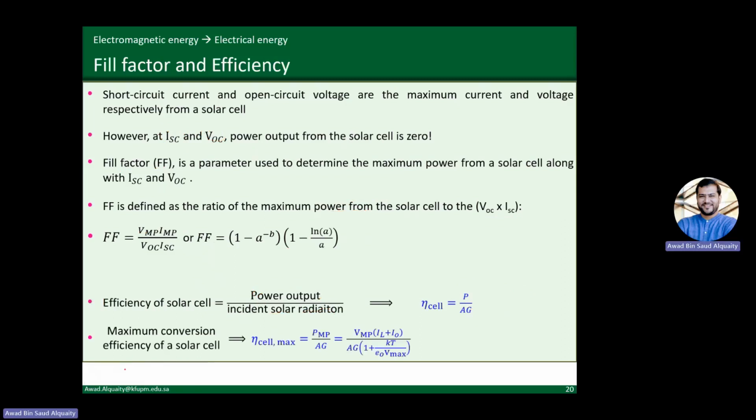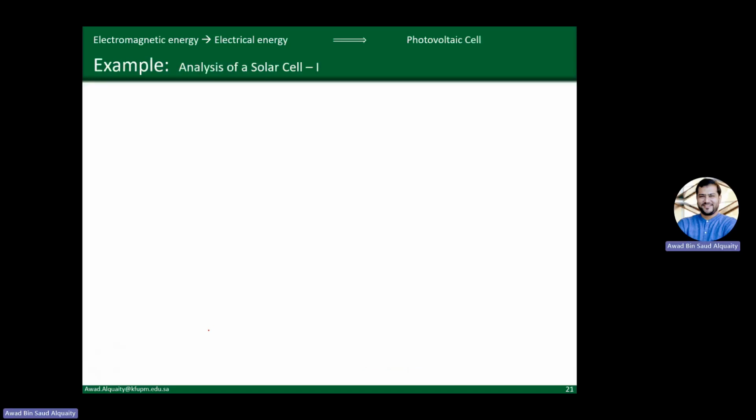Now, if you want to find out the maximum power or maximum conversion efficiency of a solar cell, it's of course the maximum power for the solar cell divided by AG, right? Which you can replace by this term, or you can write an equivalent term in terms of A and B. Okay, so that's the end of the theoretical part related to solar cell. Now let's move ahead and solve a problem.